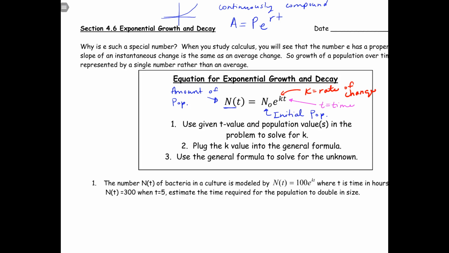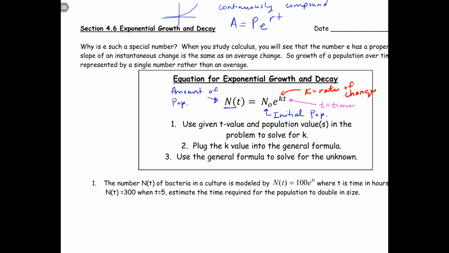So it's kind of like P E to the R T, because P represents your initial amount, your principal, times E raised to R, which is still your rate of change, times time. So you technically don't have to memorize a new formula, you just have to know how these new values work with population.